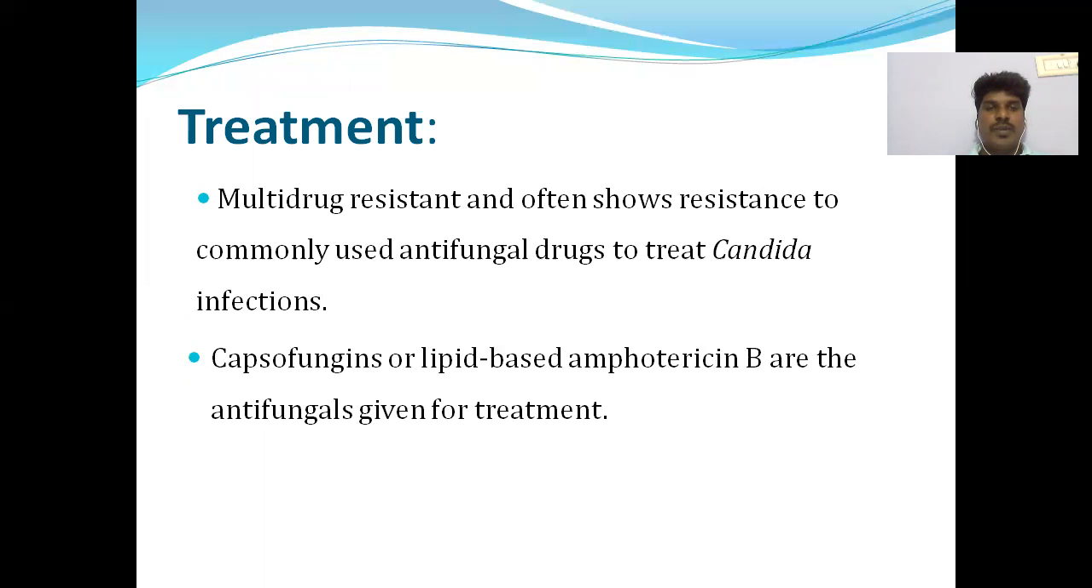Next one is the treatment. It is a multi-drug resistant organism, so caspofungin or lipid-based amphotericin B can be used to treat these Candida auris infections.